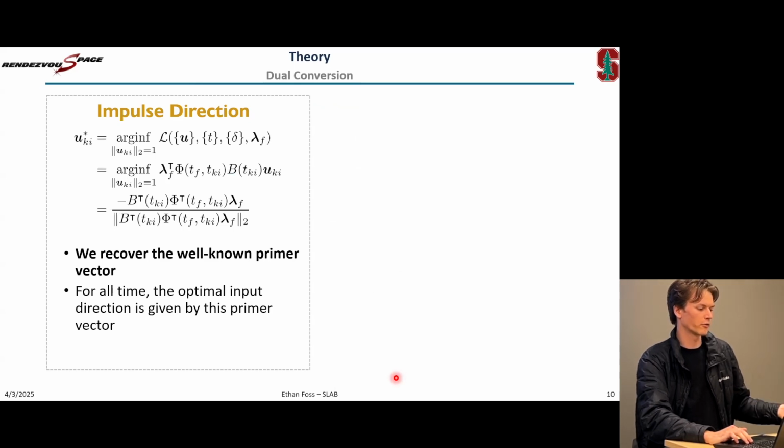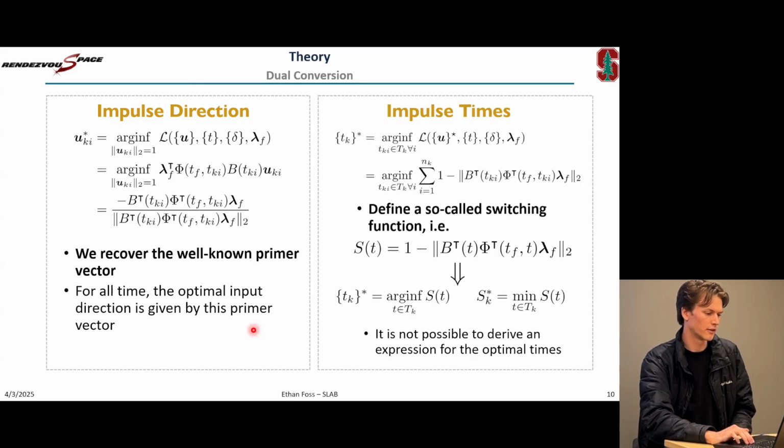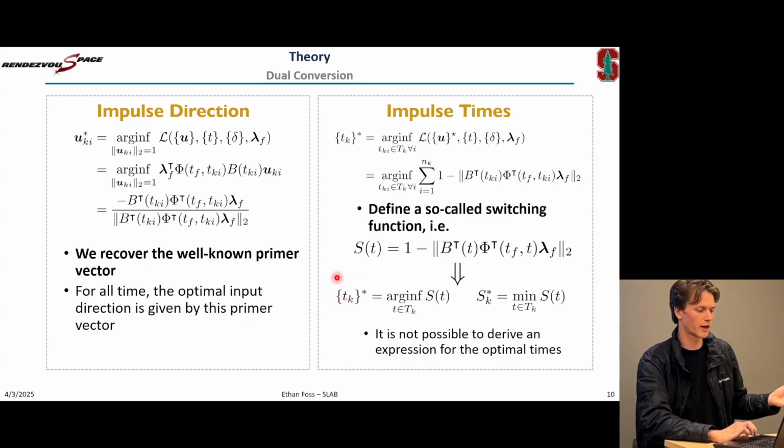So going further, we can determine that the optimal impulse direction is given by something called a primer vector, which means that for all time, we have this analytical expression based on the terminal co-state of what the optimal direction to point your thrusters are. And then from that, we can determine what the optimal impulse times are. So the optimal times to actually fire your thrusters.